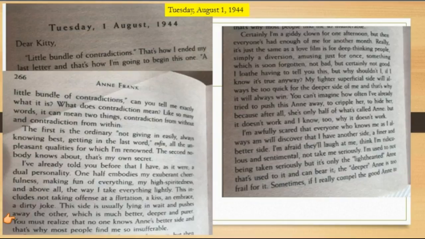It's pretty interesting that Anne is talking about herself in this way, and that this happens to be her last diary entry.